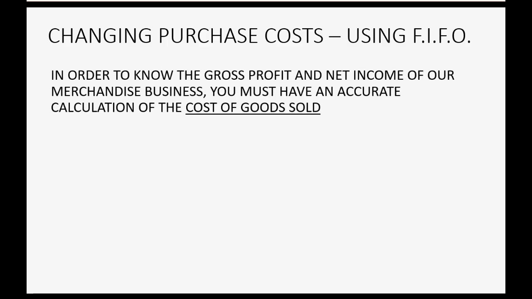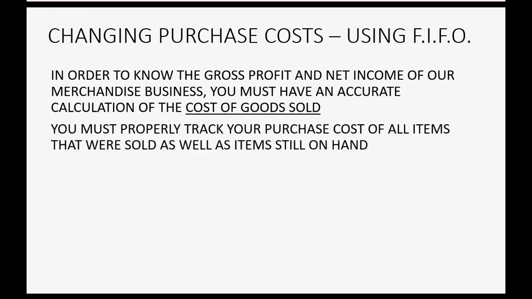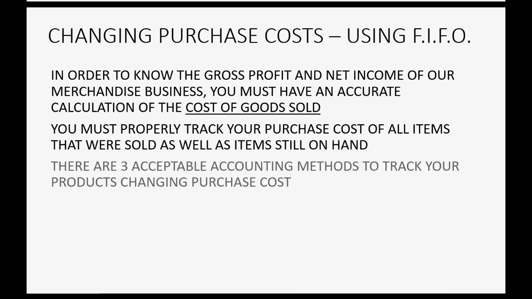In order to know the gross profit and net income of our merchandise business, you must have an accurate calculation of the cost of goods sold. You must properly track your purchase cost of all items that were sold as well as items still on hand. There are 3 acceptable accounting methods to track your products' changing purchase cost.